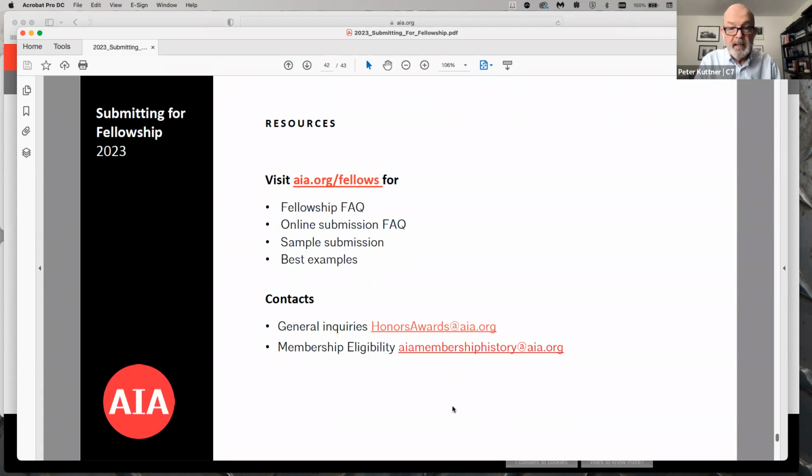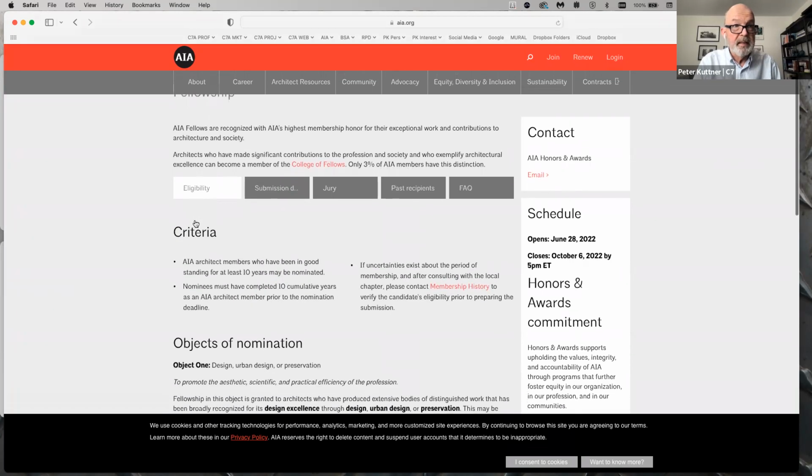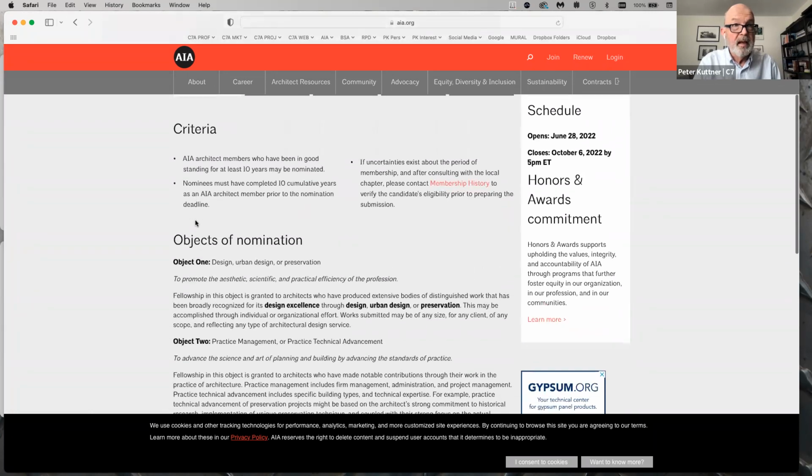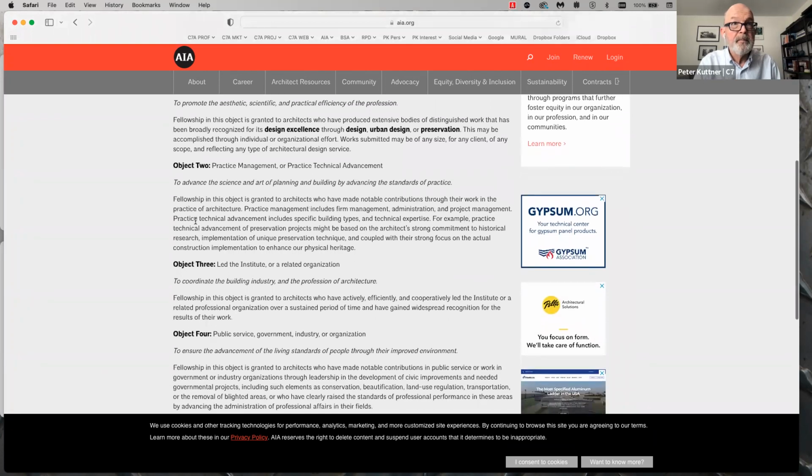But if you go to the page at AIA.org, there are these 5 categories. The dates are over here on the right, just if you need to check every 2 days to remind yourself you're not late. The first one is eligibility, and this is where there's a little more detail on the different objects.